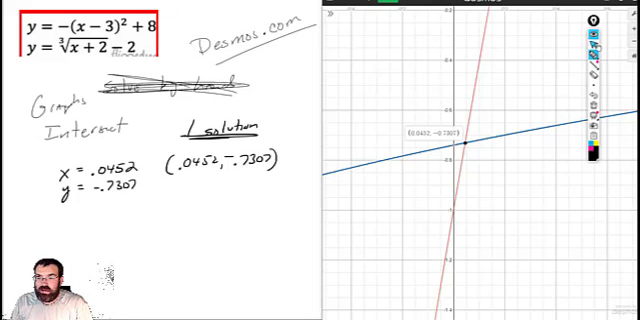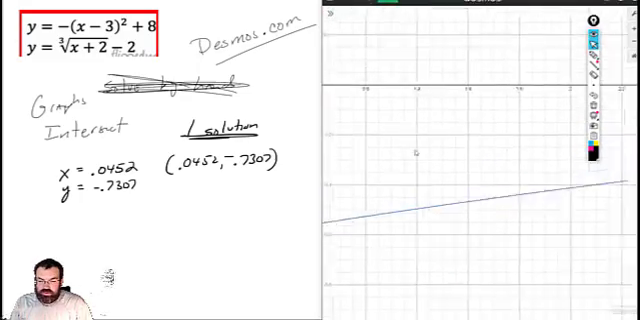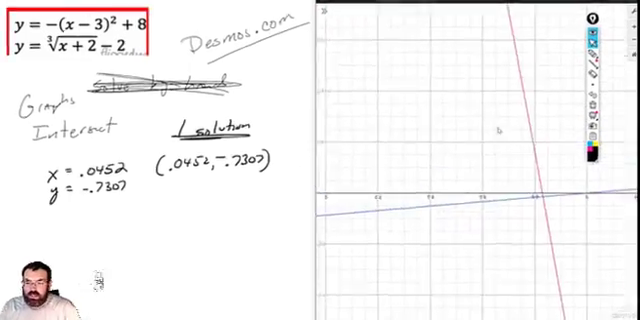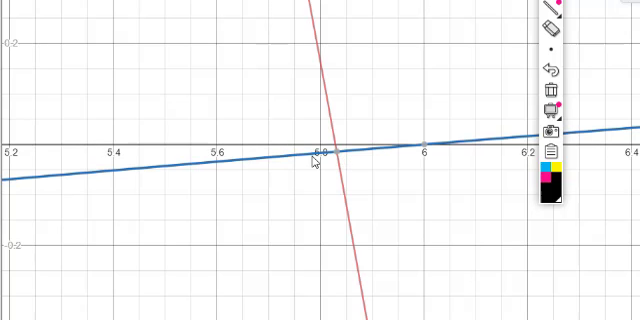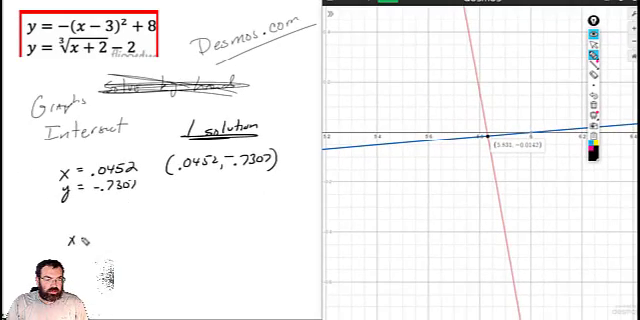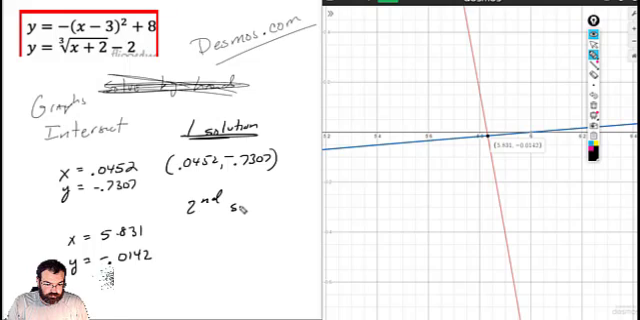But you can see on the graph that if I now click and hold and bring it over, you can see that they touch again. If you touch on the function, you're going to get the point at which they touch, which is 5.831, and the y is negative 0.0142. So the other solution is going to be 5.831, comma, negative 0.0142.